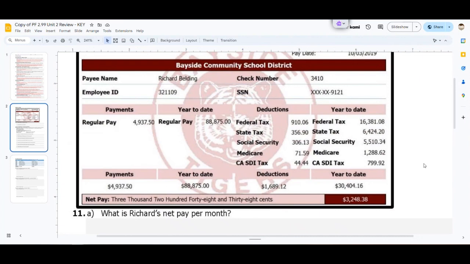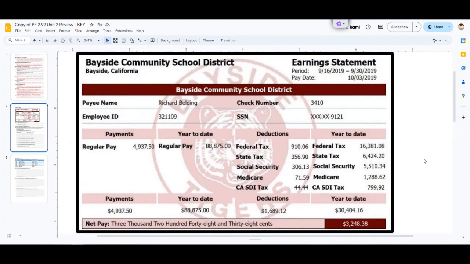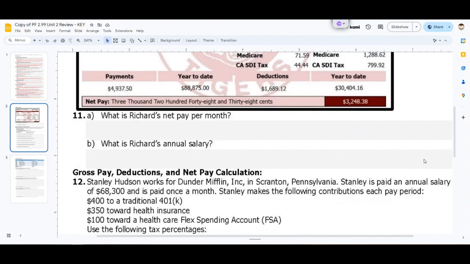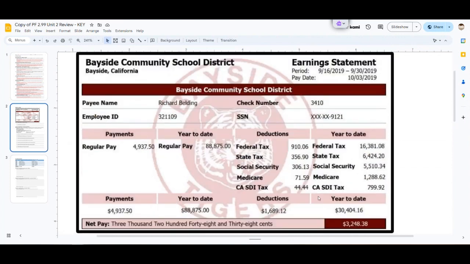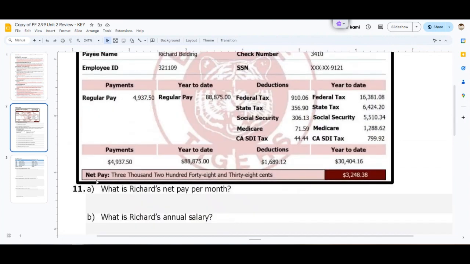All right. And so in order to answer these 2 questions, neither one of these is necessarily directly on the paycheck. So you have to do a little bit of investigating and some deeper thinking. For net pay per month, again, a common mistake is just to blindly go in and say, well, the net pay on this paycheck is $3,248.38. So that must be his net pay per month.